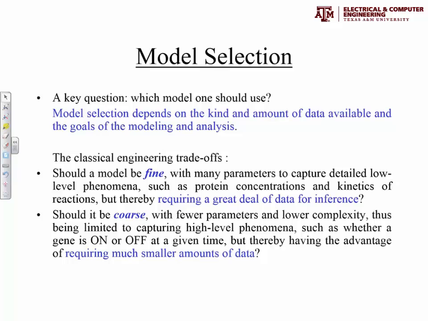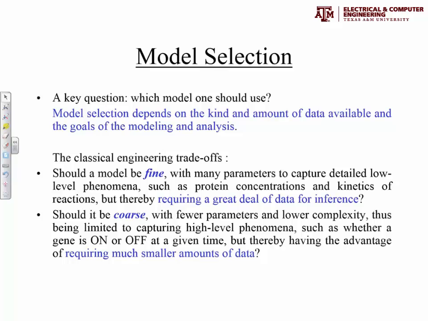So the question is, should I construct a very detailed model? In the process, I'll have a lot of parameters. It's going to be a very accurate model, but I have a hard time learning the parameters from whatever data is available. The other option is a rough, coarse model. It will have fewer parameters and lower complexity, so you cannot capture everything. It's not a detailed enough model, but on the other hand, you will need a much smaller amount of data to learn that model. So which one should you use?